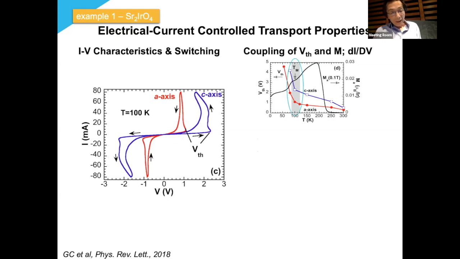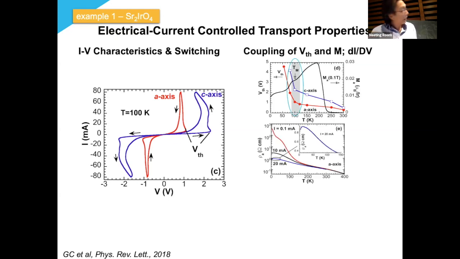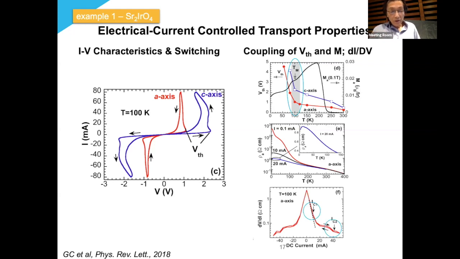And also, when you increase current, the resistivity drops, especially at low temperature. At one point, we have this transient metallic behavior at low temperatures. My time is running out, so I need to go a little bit faster.